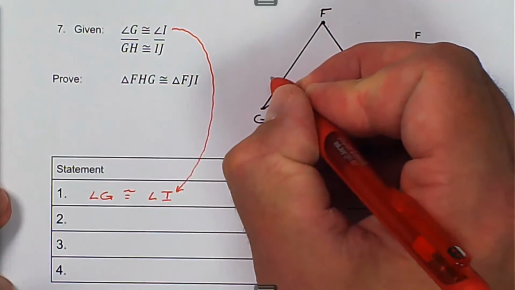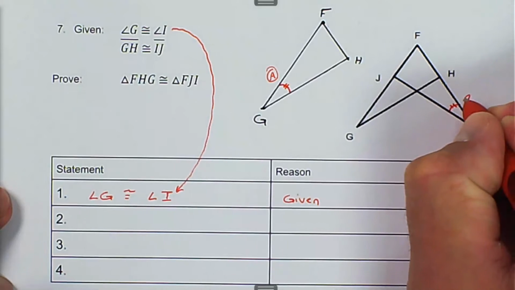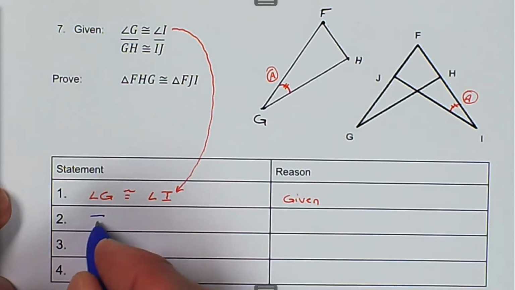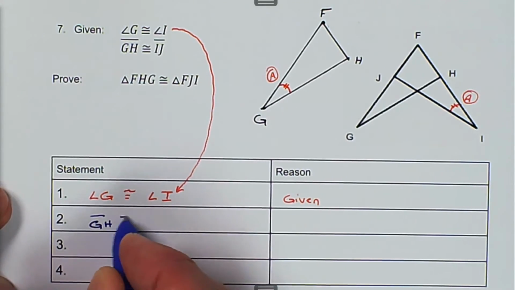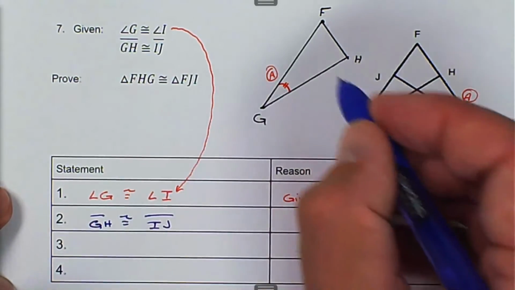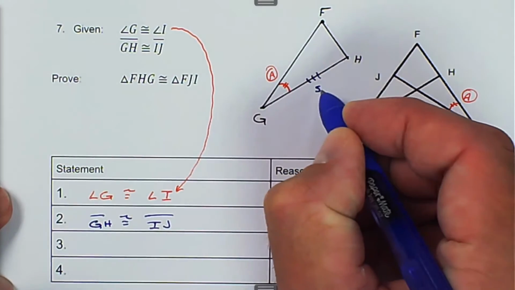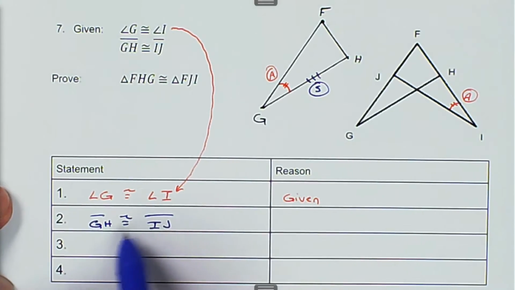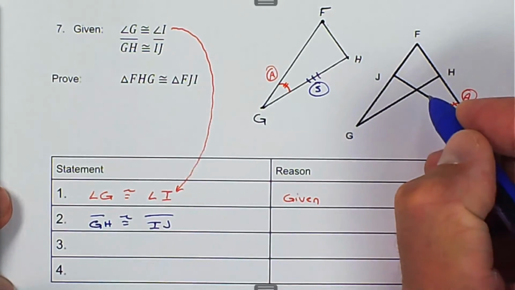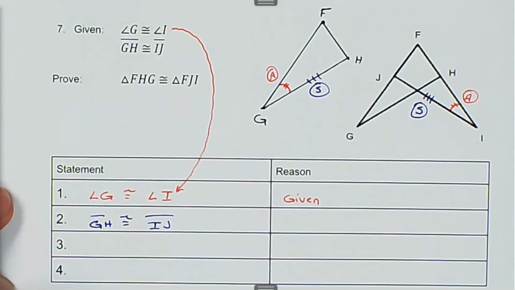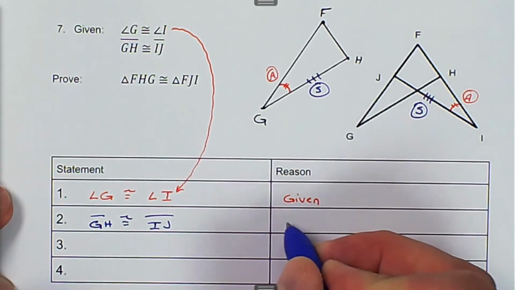And that is an angle. The next thing that we're looking at is line segment GH is congruent to line segment IJ. So GH is right here, 1, 2, 3. We'll call that a side. And that is IJ. So IJ is right here, 1, 2, 3. So that is also a side. And the reason that we can say that is given.